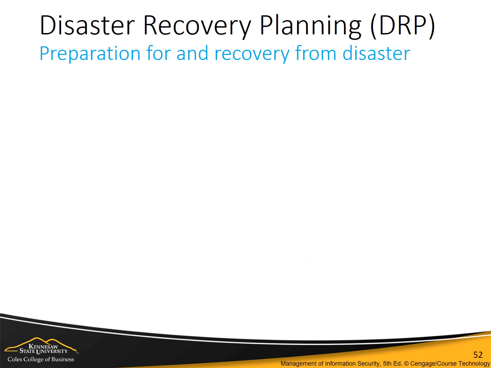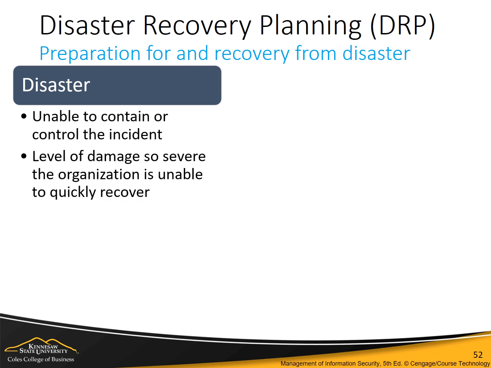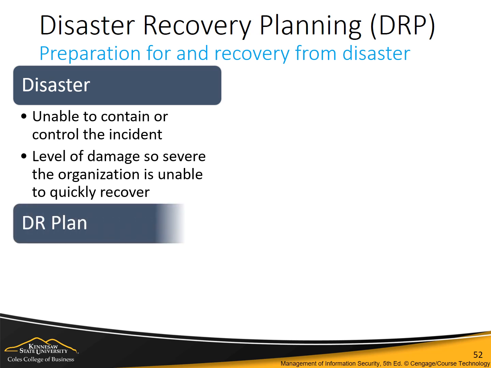Disaster recovery planning, or DRP, entails preparation for and recovery from a disaster, whether it's natural or man-made. In general, an incident is a disaster when the organization is unable to control or contain the impact of the incident, or the level of damage or destruction from an incident is so severe the organization is unable to quickly recover. The key role of a disaster recovery plan is defining how to reestablish operations at the location where the organization is usually located, its primary site.